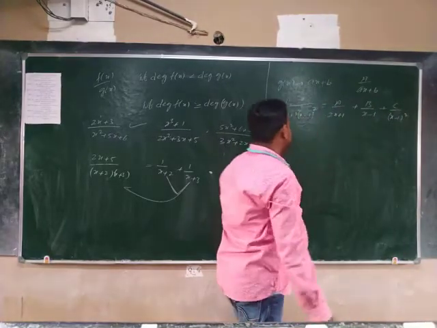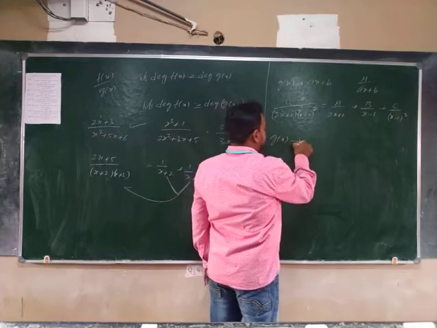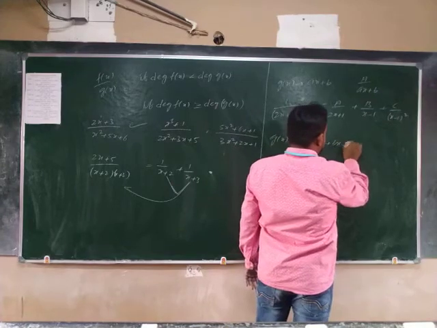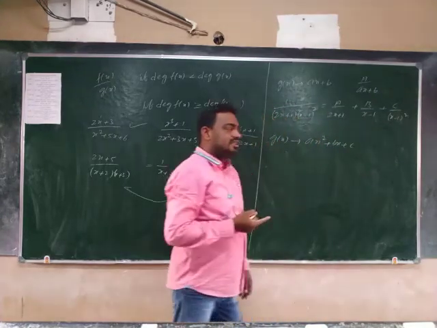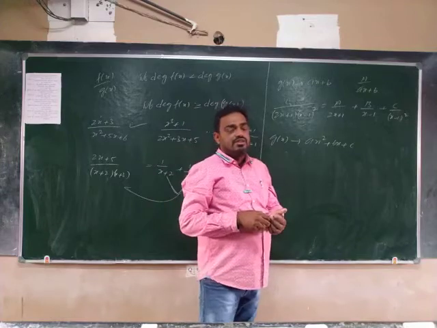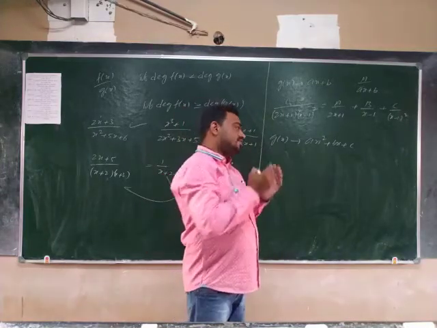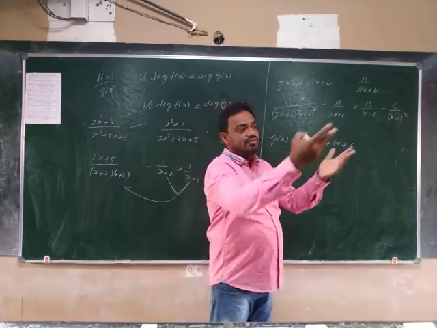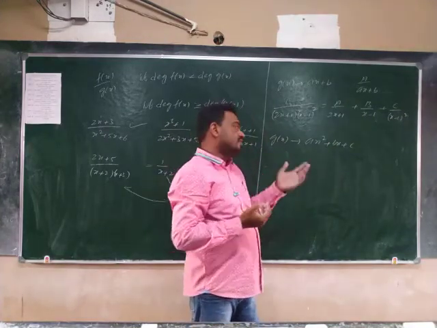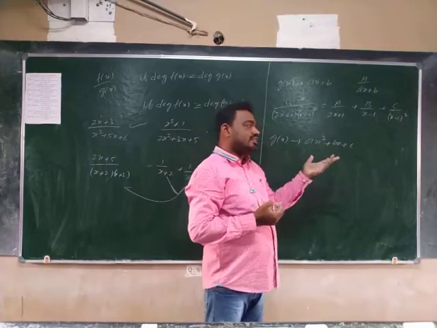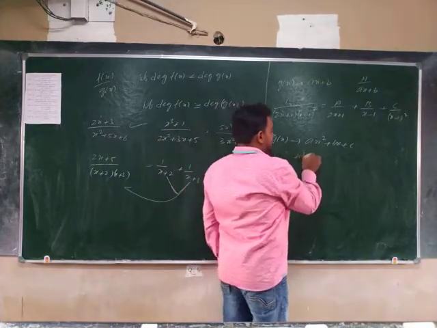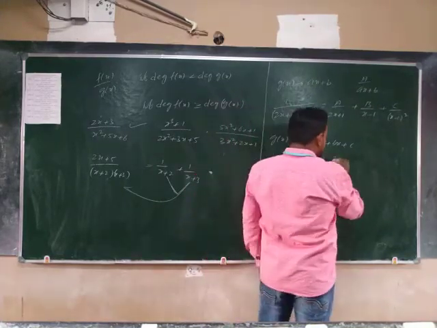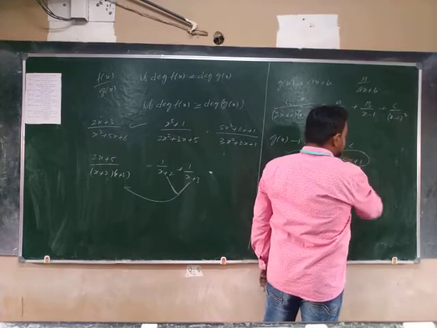Next, if g of x has a factor in the form of ax square plus bx plus c, here ax square plus bx plus c is the irreducible factor. Irreducible factor means a polynomial that cannot be split into a product of polynomials. For example, x square plus 2 cannot be split into a product of factors, so it is an irreducible factor. x square plus x plus 1 is also an irreducible factor.